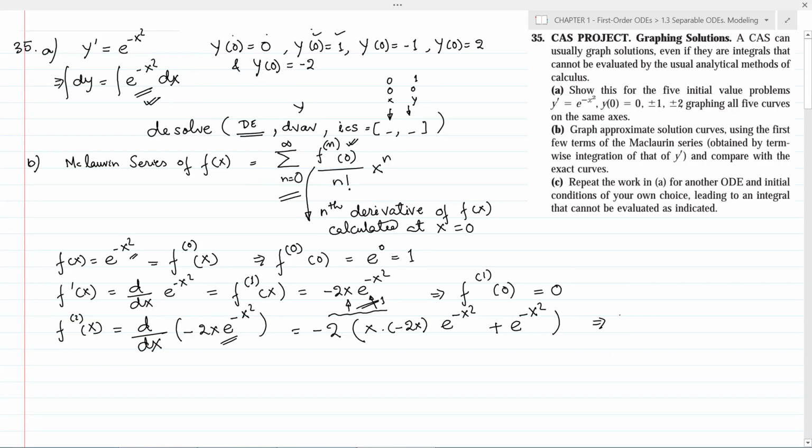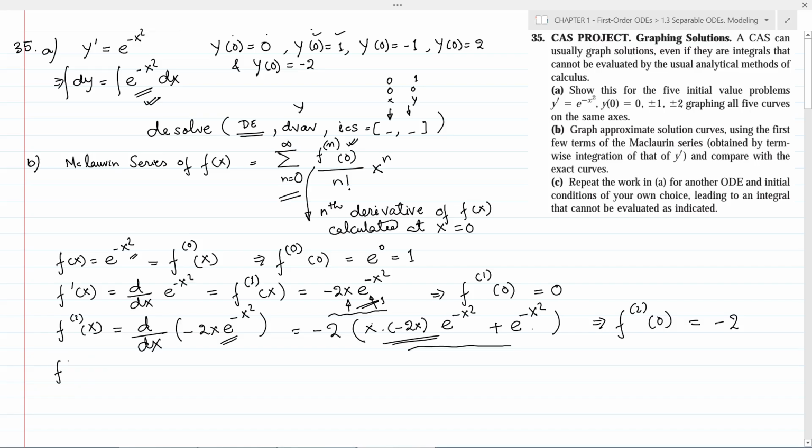So, f of 2 0 or second derivative of function f of x calculated at 0 will be, we have to substitute 0 in this equation. This first term will be 0 because there is x term here, but this second term will be 1. So, the whole sum of the terms inside the bracket will be 1, and the answer is minus 2.